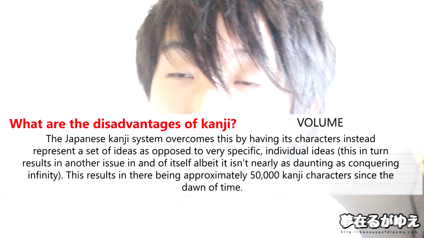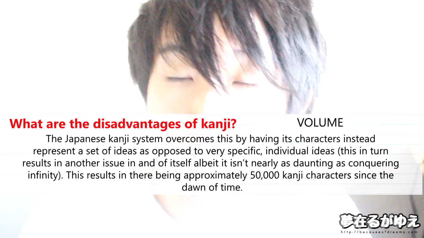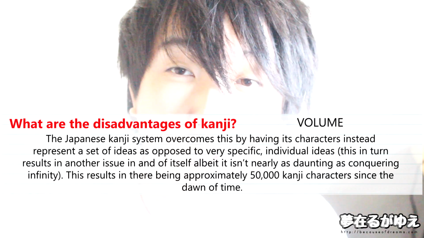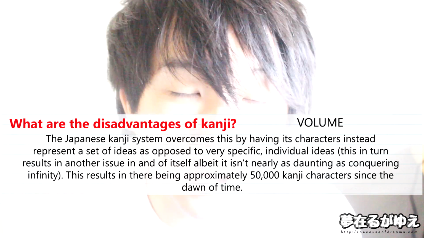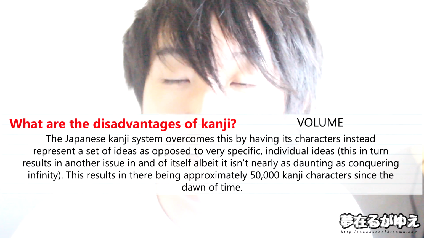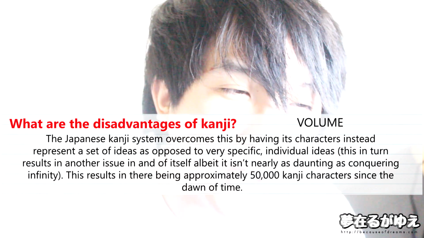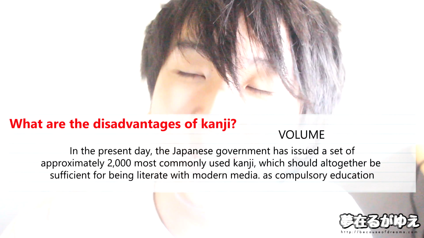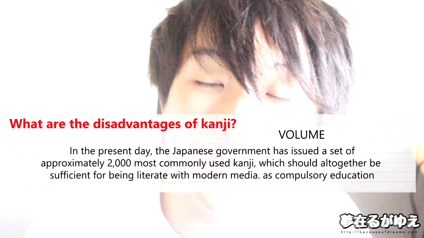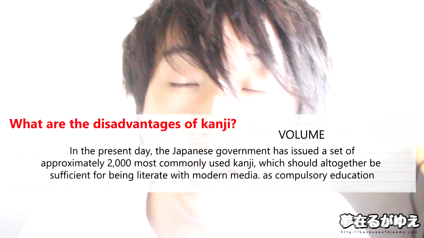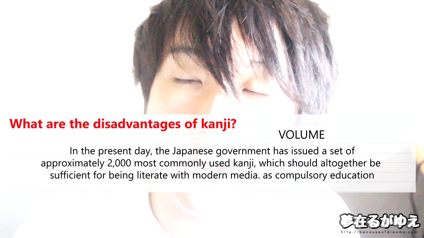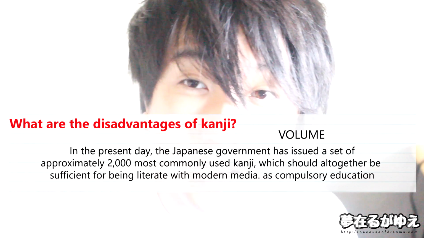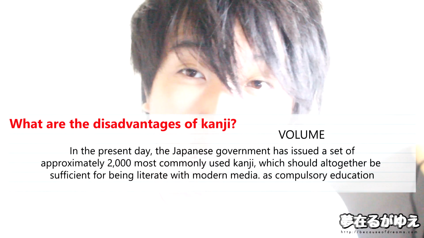So what kanji does to solve this is to make each character represent a set of ideas as opposed to a specific one. So how does that help? Well, it basically shortens an infinite amount of kanji characters to, say, about 50,000 since the dawn of time. And that's still way too much, so what we in the present day do, the Japanese government has issued a set of 2,000 kanji characters that should be memorized. It's established as compulsory education, basically.